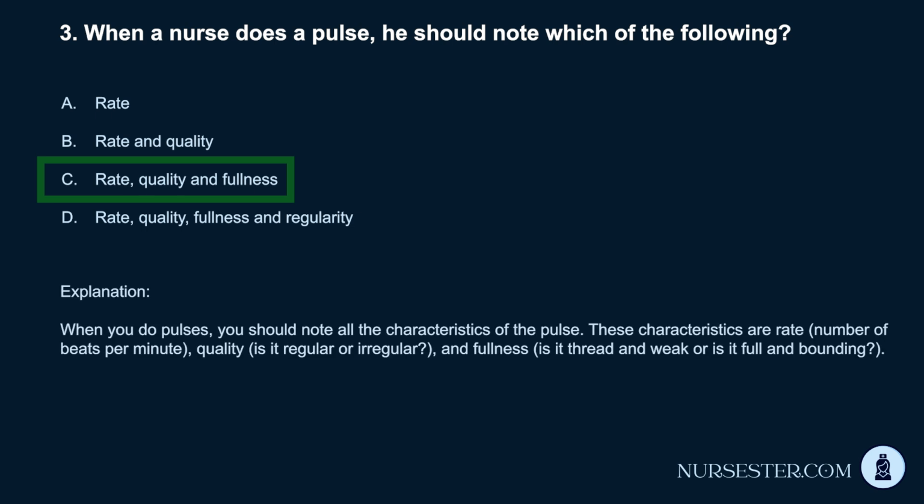When you do pulses, you should note all the characteristics of the pulse. These characteristics are rate, number of beats per minute; quality, is it regular or irregular; and fullness, is it thready and weak or is it full and bounding.